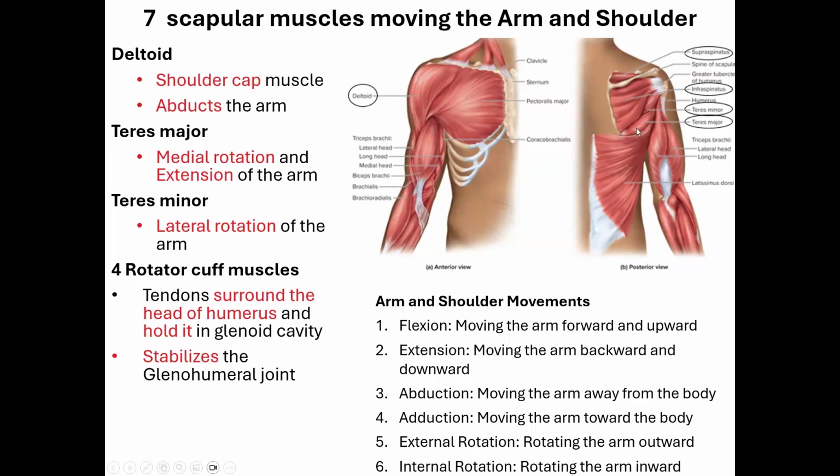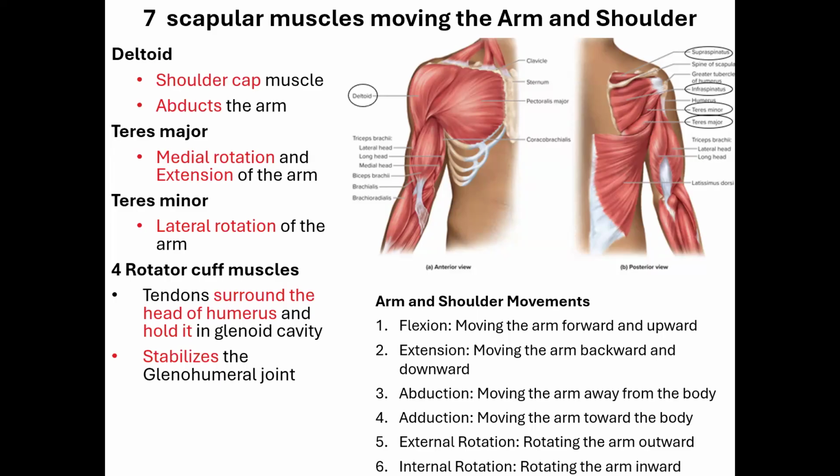Okay. Then there is a muscle called teres major. So here you can see this is a teres major here. What does it do? It medially rotates the arm. So it brings it towards the body, medial rotation. And it also has a role in extension of the arm. Teres minor, lateral rotation. And then there are 4 rotator cuff muscles.